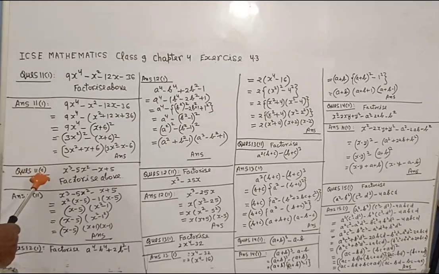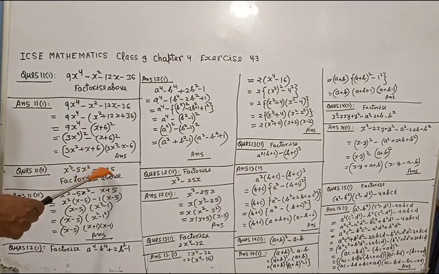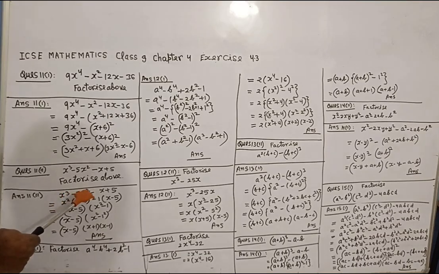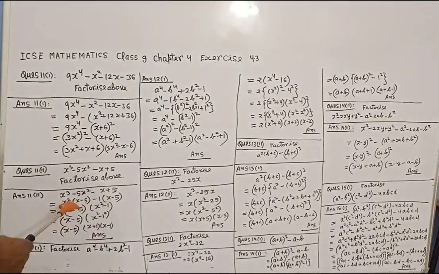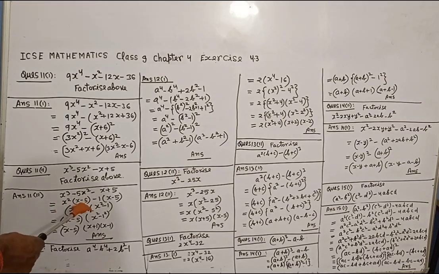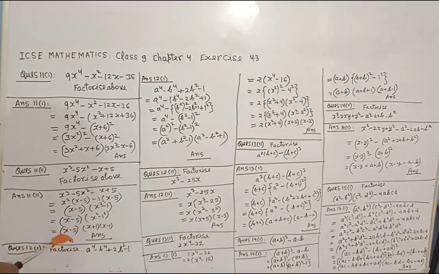Answer. Question 11 second: factorize x^3 − 5x^2 − x + 5. Answer: x^2(x − 5) − 1(x − 5). Taking (x − 5) common as a whole, we get (x − 5)(x^2 − 1) = (x − 5)(x^2 − 1^2) = (x − 5)(x + 1)(x − 1). The answer is (x − 5)(x + 1)(x − 1).